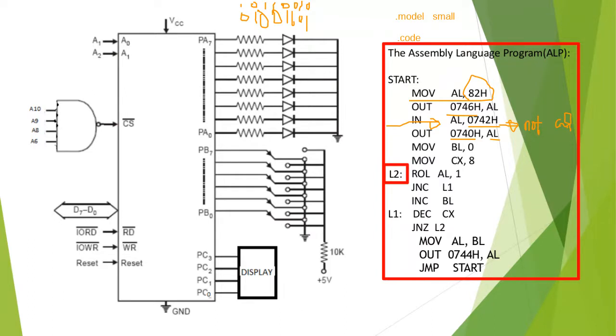And then now it's about finding the number. How many ones are in the input switch condition? So first of all, move BL comma 0, the number of ones is 0, and move CX comma 8. 8 is the counter because we have to make an 8-bit rotation. Rotation left or rotation right, both are okay. Rotate left AL comma 1. Okay, and then jump if not carry. If it is no carry, come here. If it is carry, then increment BL because we get one.